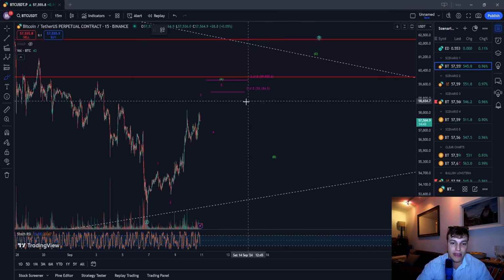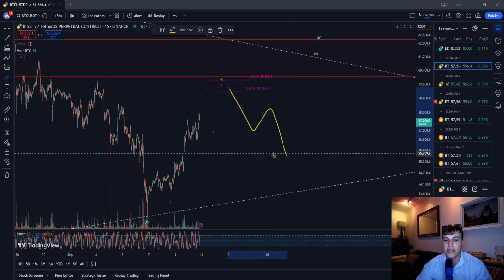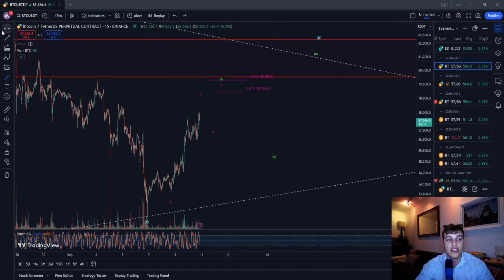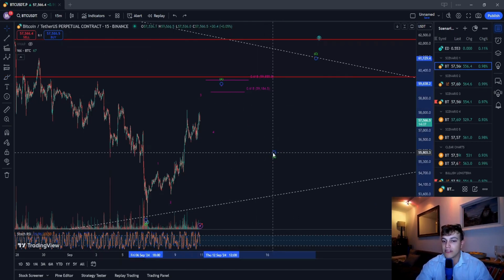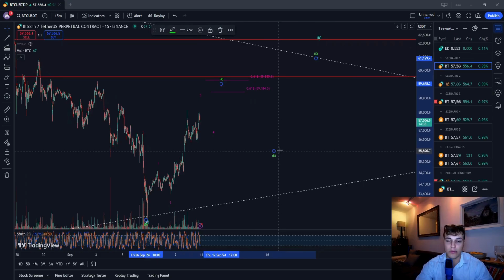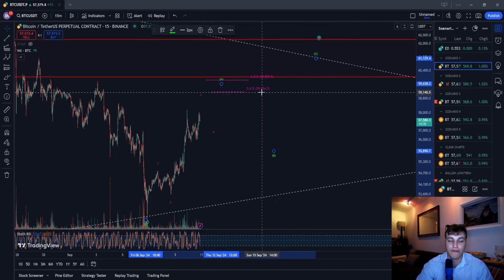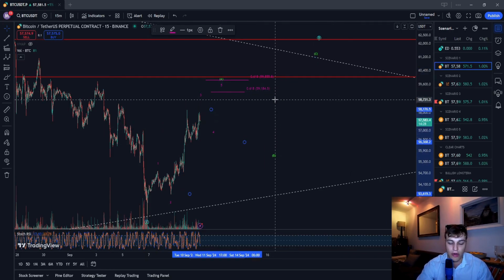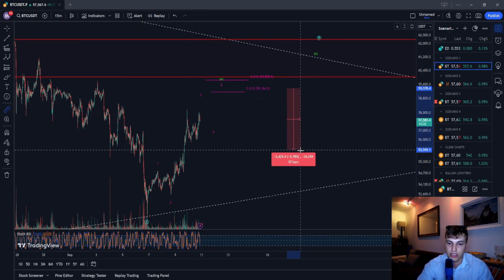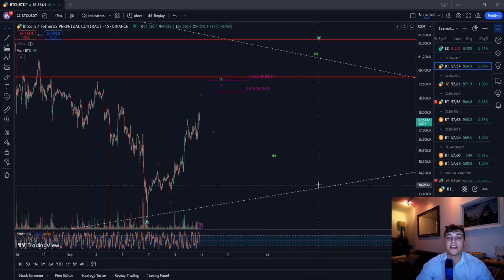Now, this B wave has to be a simple structure of ABC to qualify as a triangle, so we are targeting that move down in the B wave. That would be around the $55,000 area, so a move on the 15-minute time frame of around, if we measure it out here, 5%.